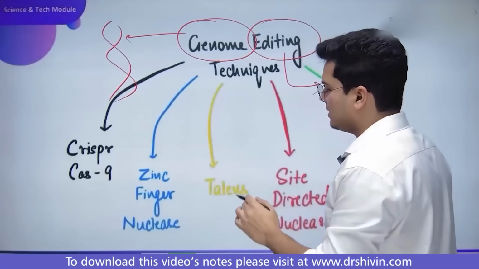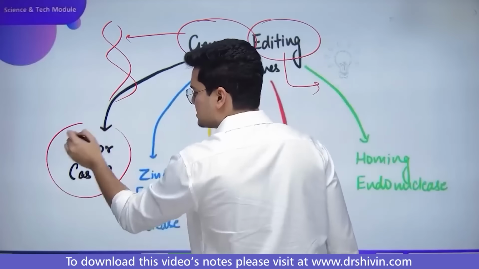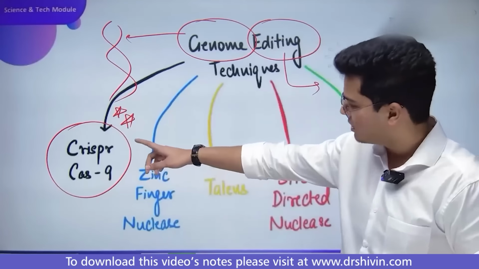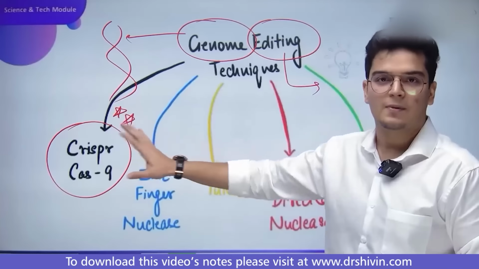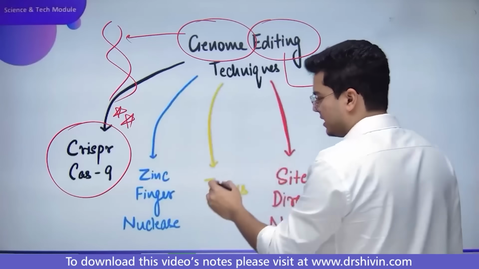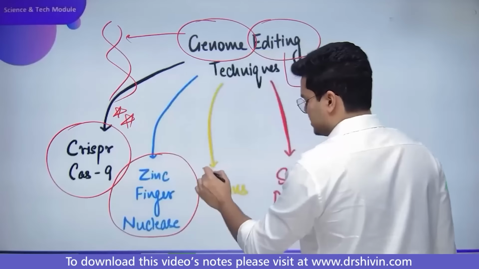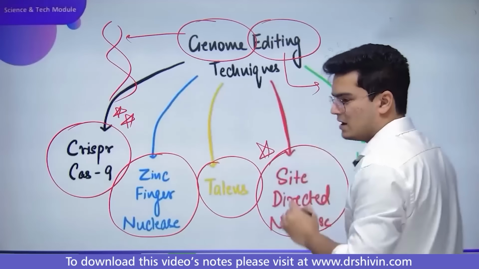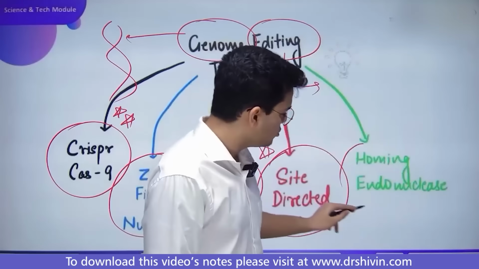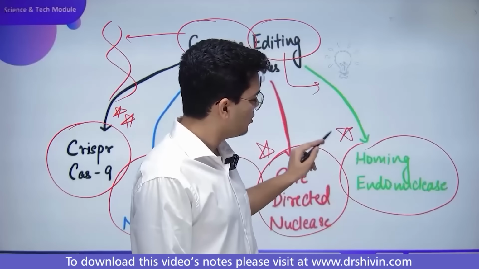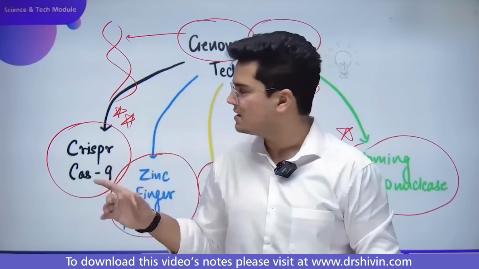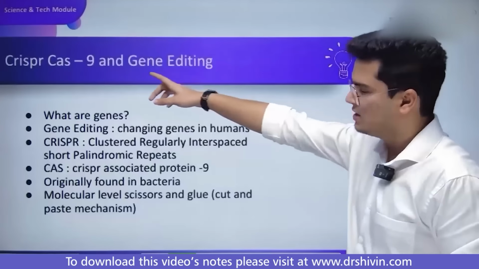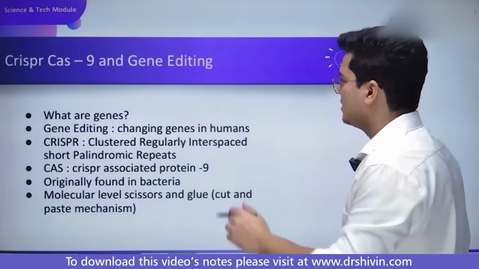Now, genome editing techniques are as follows. There is CRISPR-Cas9. This is very important in current affairs also, and it is the technology for which the Nobel Prize was given. So this is quite important. Second is zinc finger nuclease. Third is TALEN. Fourth is site-directed nuclease. Even this is in the news. And fifth is homing endonuclease or meganuclease. So we are going to understand all 5 of these genome editing technologies. First, we are understanding CRISPR-Cas9.